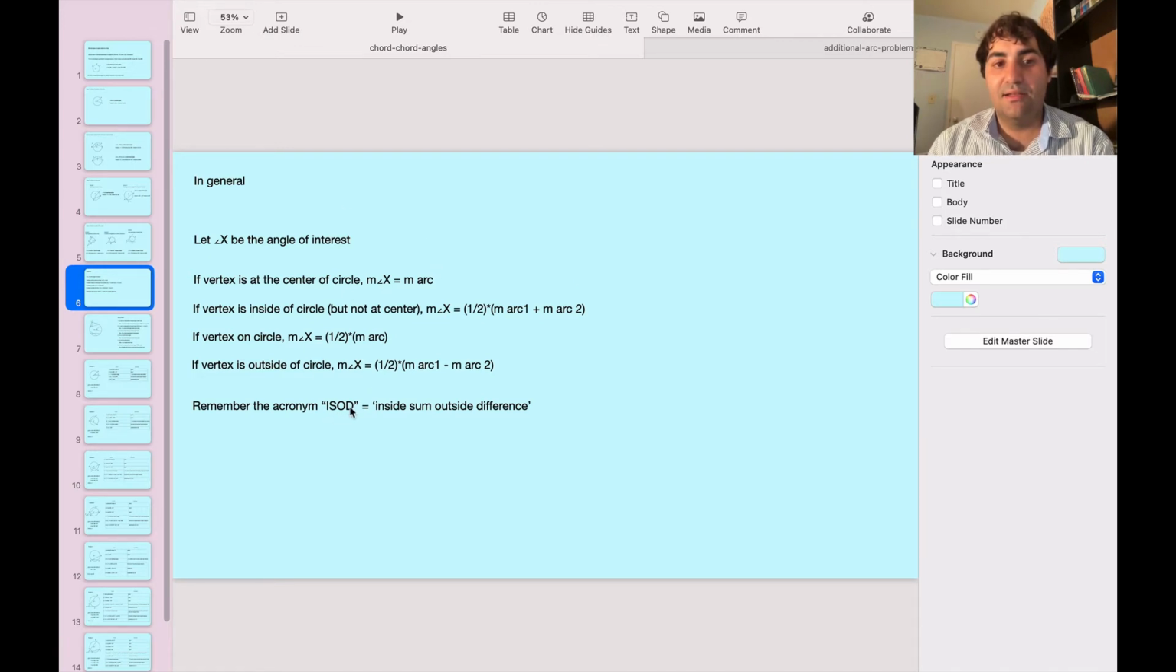Remember the acronym ISOD, which stands for inside sum, outside difference. If the vertex is inside, we have a sum, and if it's outside, we have a difference.